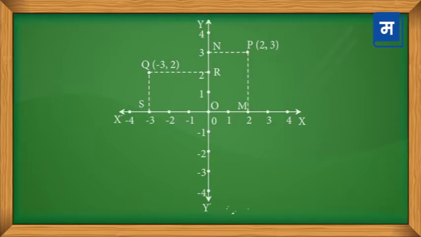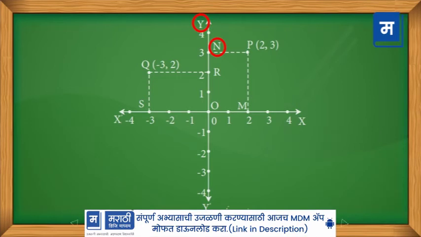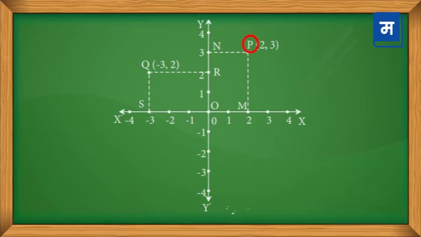The coordinate of M on x-axis is 2. The coordinate of N on y-axis is 3. So it is said that P has x coordinate 2 and y coordinate 3. Thus, point P is represented as (2, 3) by its coordinates. Remember that x coordinate is written first and then y coordinate is written. These coordinates determine the location of the point P.